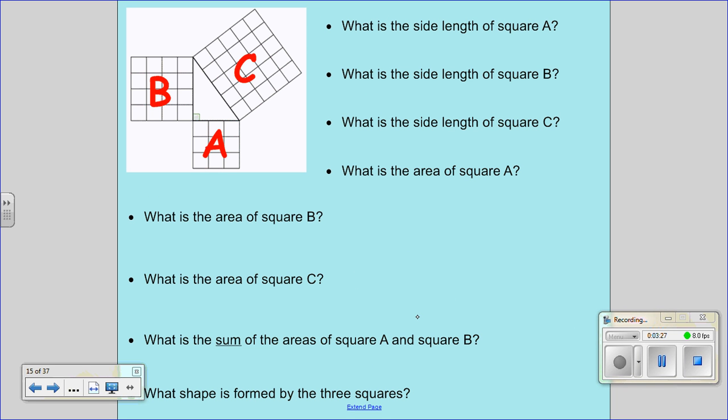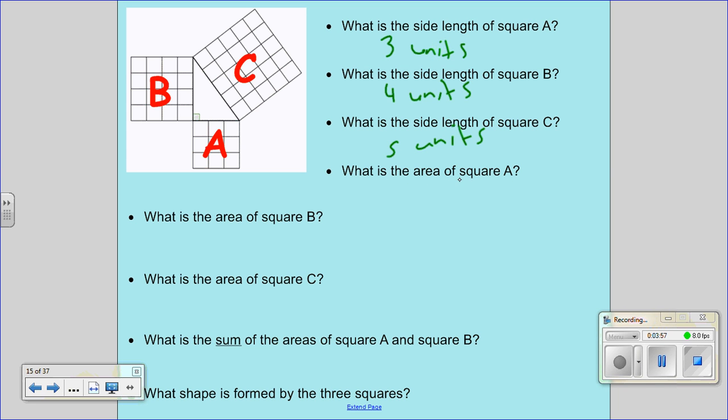Alrighty, there's several questions for this picture, and let's go through each one. First question, what is the side length of square A? So just count, and it's 3 units. The side length of square B, I see 4 squares, so that's 4 units. And the side length of square C is 5 units.